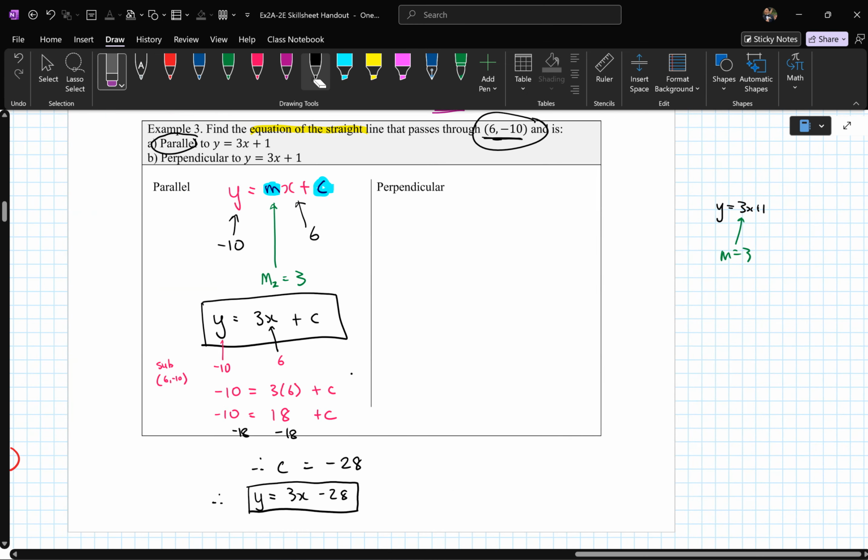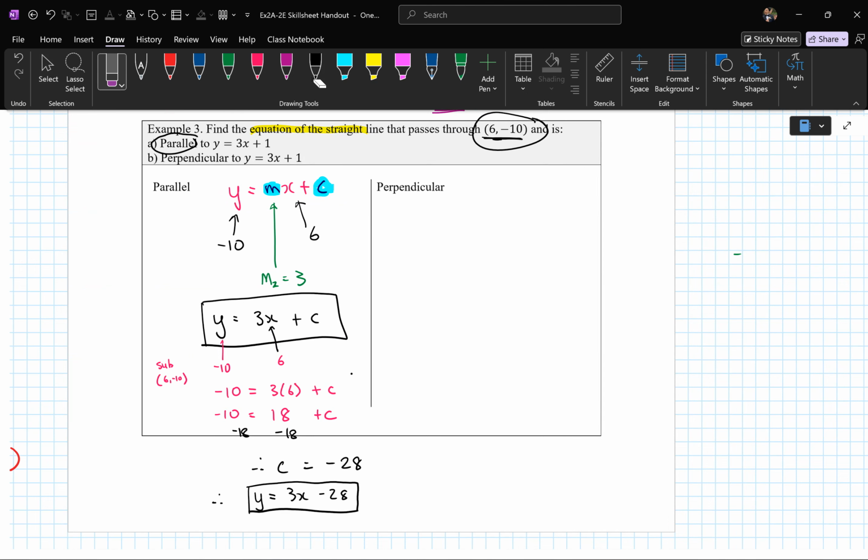Perpendicular follows exactly the same technique. The only difference is the property is different. So again, it's perpendicular to the line y equals 3x plus 1. We're trying to find y equals mx plus c. What do we know if they're perpendicular again?